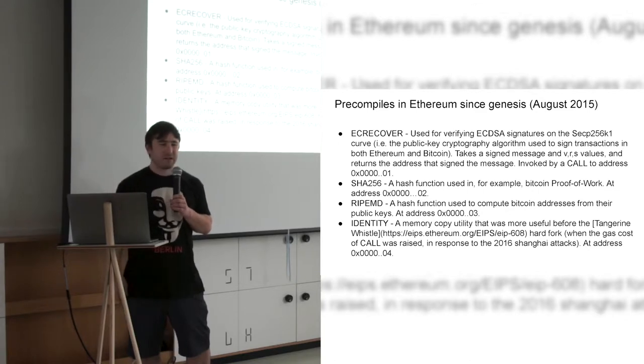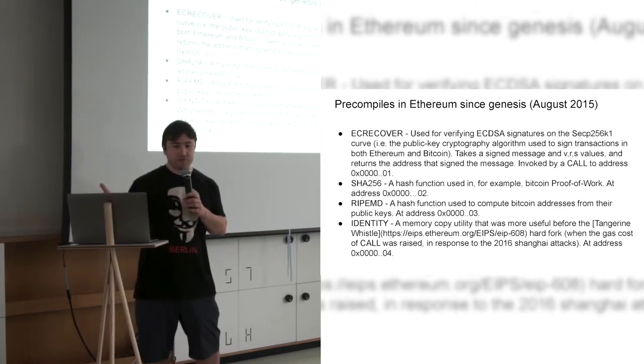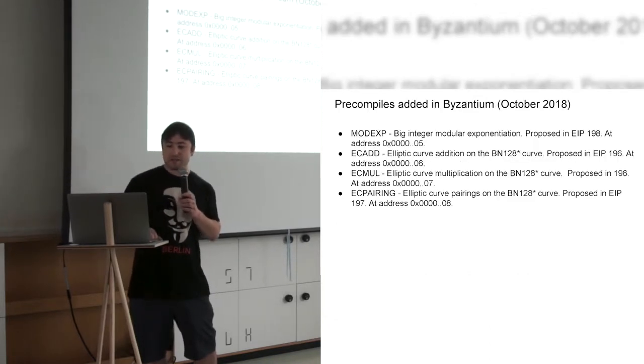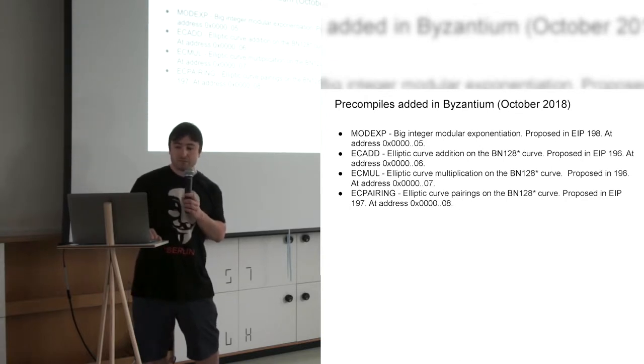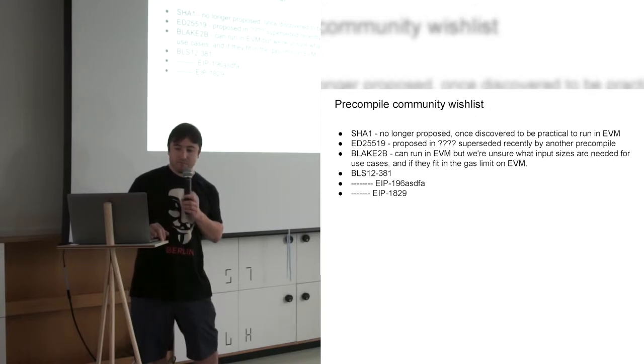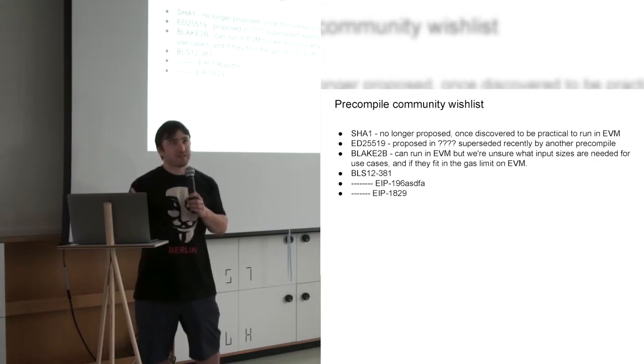Anyway, there's something like 8 precompiles right now in the clients. So these were the first 4 that were there since August, and these 4 more were added in October. 3 of them are related to the elliptic curve pairings. And then there's a wish list. Sorry, I forgot to add the links to these later ones, but they are generalized elliptic curve multiplication, and then that was extended to generalized pairings over certain curves.